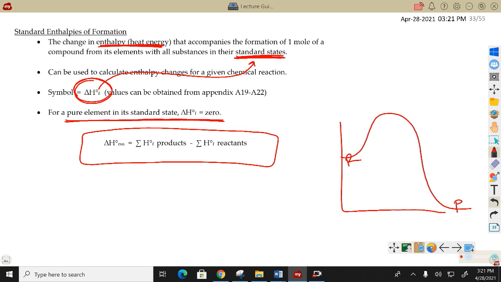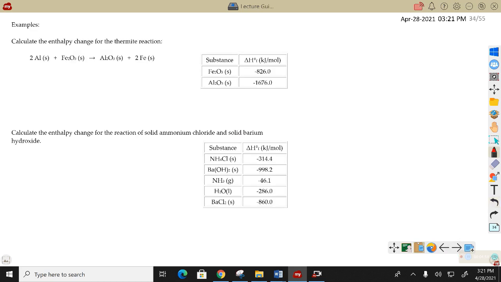For a chemical reaction, we're given different data. It's going to look like this. So I've got my chemical reaction, and I've got some heat of formation values.